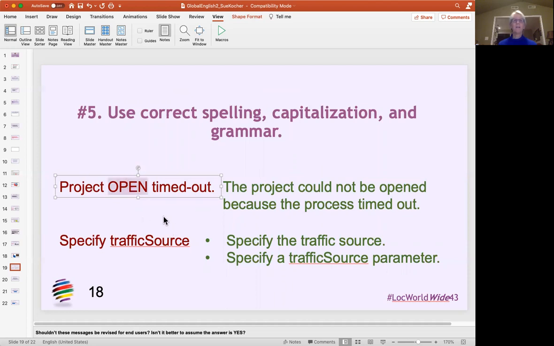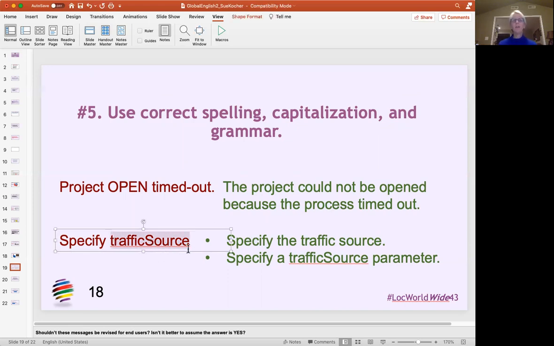They're using it as a noun, project open, opening of the project or something, but this is a syntax element. It shouldn't be used in a string like this. What it actually means is that the project could not be opened because the process timed out. Let's just use standard English.